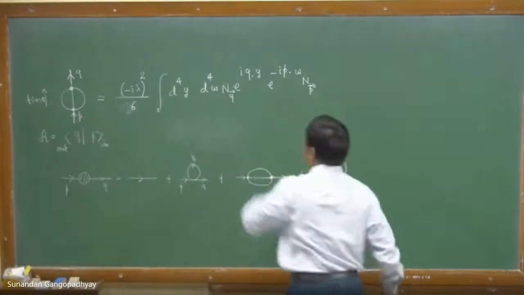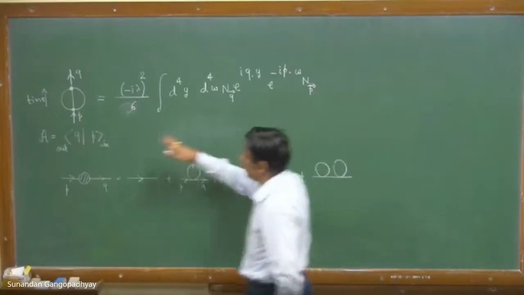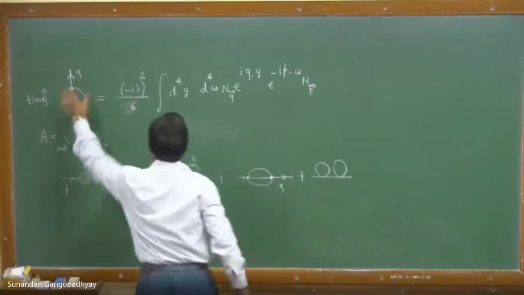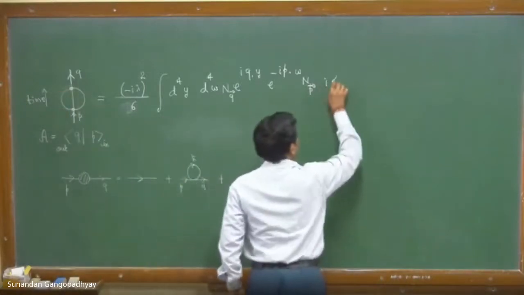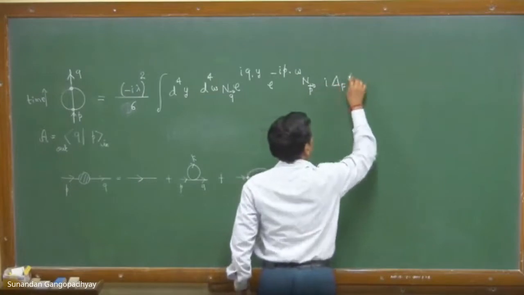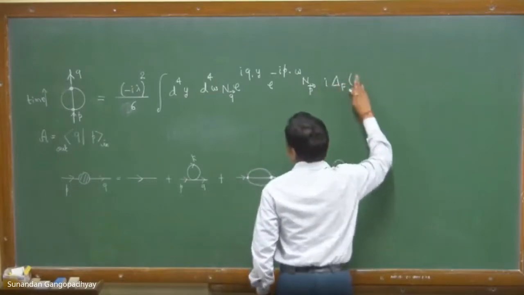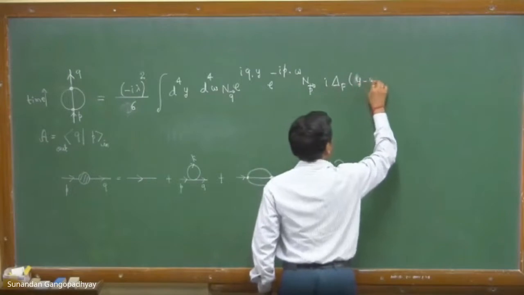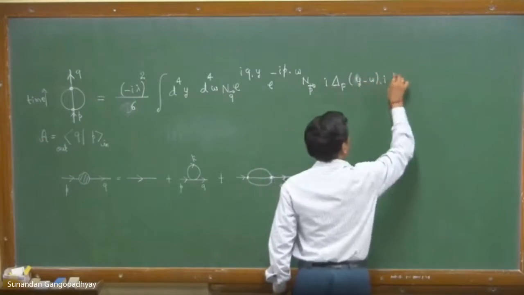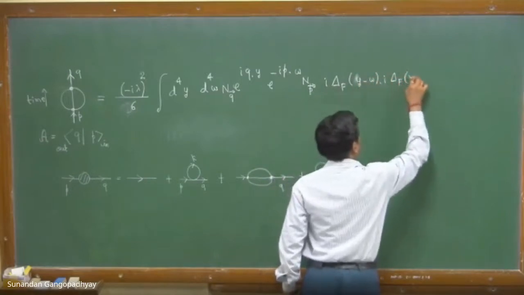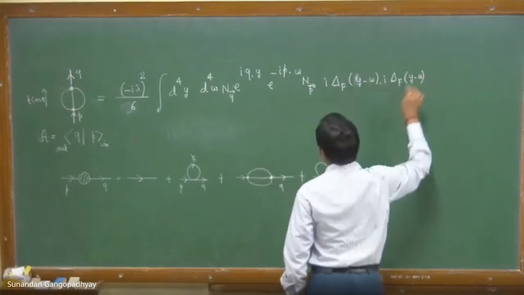So this corresponds to these external lines. And now you have three propagators. So you have i Delta_F(y minus w) times Delta_F(y minus w).